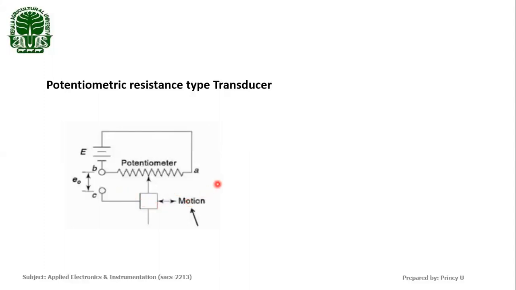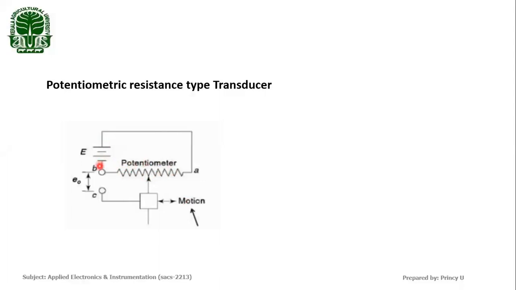Okay, so the physical displacement to be measured is applied to this object. This object is connected to the arm of the potentiometer. So by varying the position of the arm, we can vary the resistance of this potentiometer.